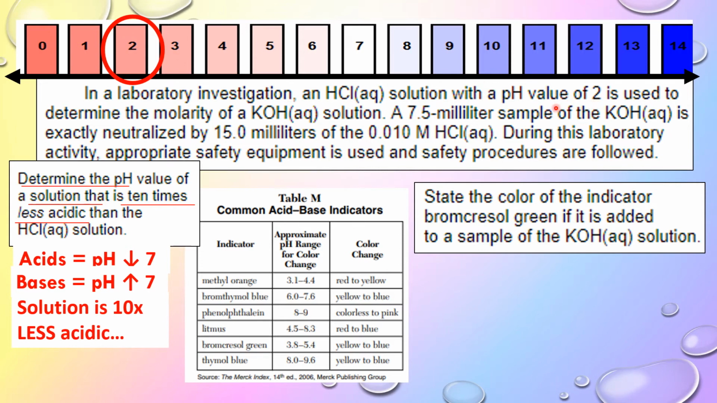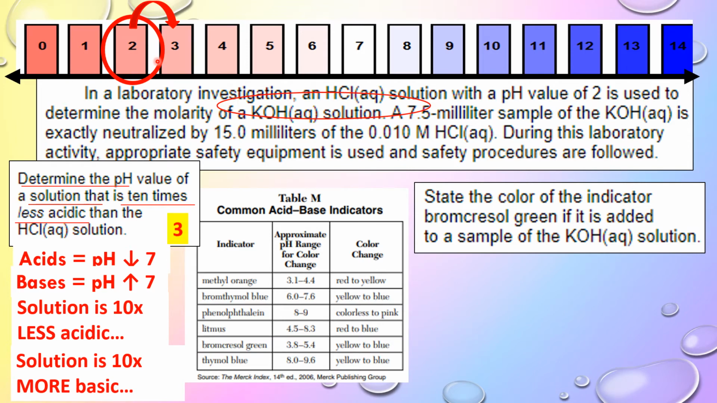So originally our sample had a pH value of 2. If it's getting less acidic by 10 times, which means it's getting more basic, it should be going from a 2 up to a 3. So our final pH should be a 3. Again, if the solution is 10 times less acidic, it means that it is 10 times more basic. So it's getting further towards the base side, so closer to the number 14. Everything goes up by 10 times as you move from number to number. So only 10 times would be a pH of 3. If the question said 100 times less acidic, it would make it go from a 2 to a 4.